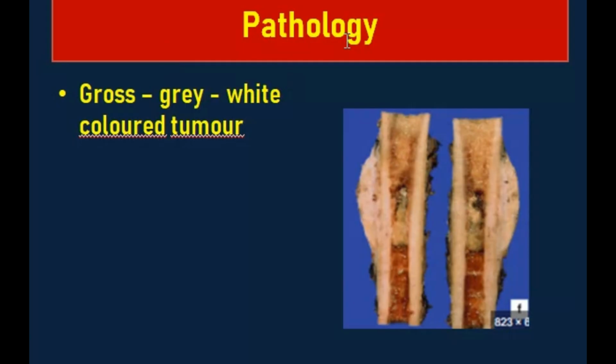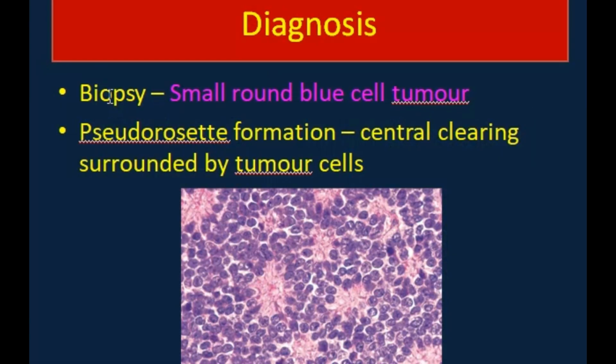Next, if we look at the pathology, if we look at the gross appearance of the tumor, it is a grayish white colored tumor. If you look at here, it's a grayish white colored tumor. Now, biopsy is a very important investigation in Ewing sarcoma, and biopsy reveals that it is a small round blue cell tumor, which means that the tumor will be comprised of small round blue cells. You can see over here, all these cells, they look really small and round and blue in color. So this is one of the tumors which looks like a small round blue cell tumor.